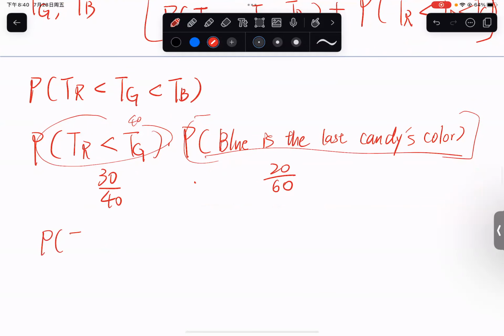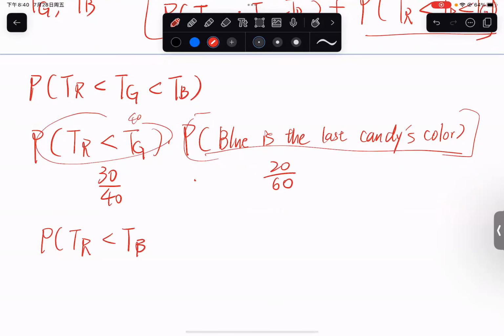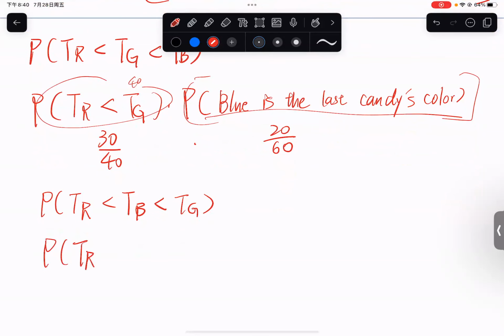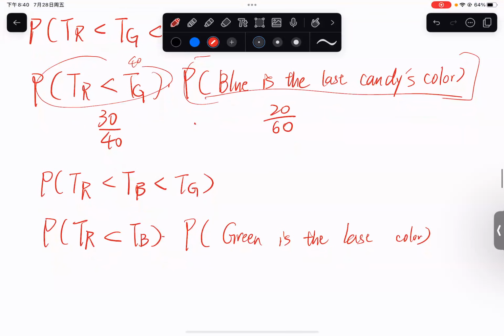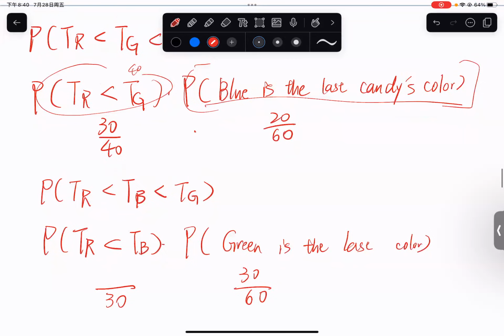This T_R is smaller than T_blue, smaller than T_green, right? Again, this could be break by T_R smaller than T_B multiplied by the probability that green is the last color, right? Then out of the 60 candies, which could all be the last one with equal probabilities, there are 30 that are green. And there are 30 candies left.